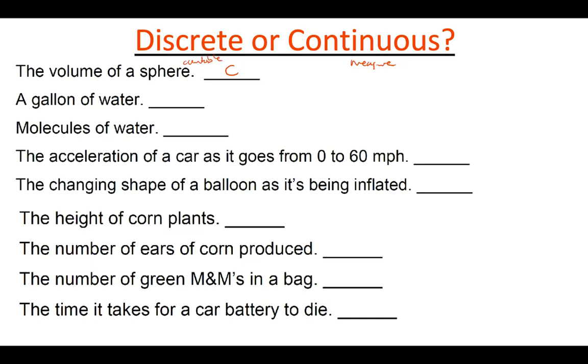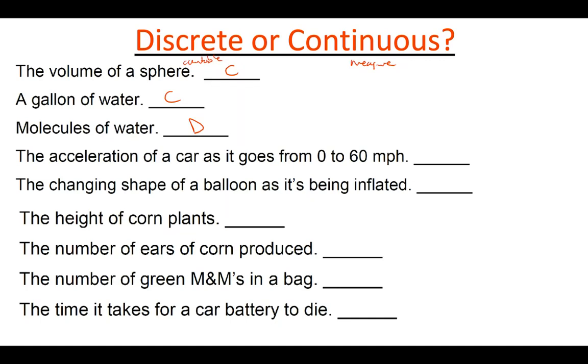A gallon of water. You would measure it as well, right? You would measure out a gallon of water. That'd be continuous. Molecules of water, that's a little bit trickier. This one would be discrete because you'd count the number of molecules of water. And that's a little bit challenging, but the ones in your book aren't quite this challenging.